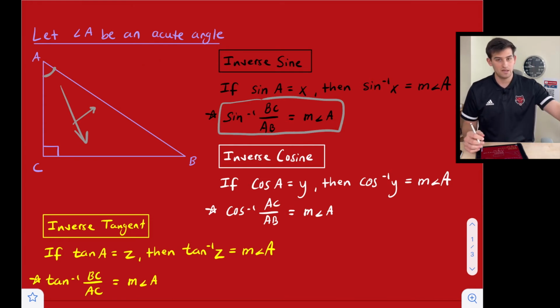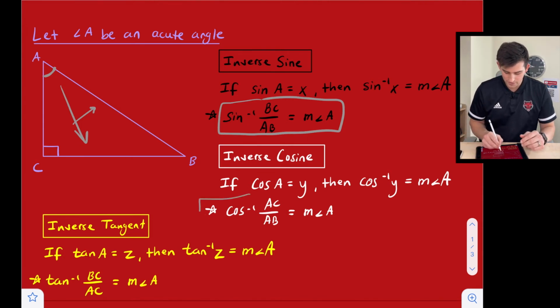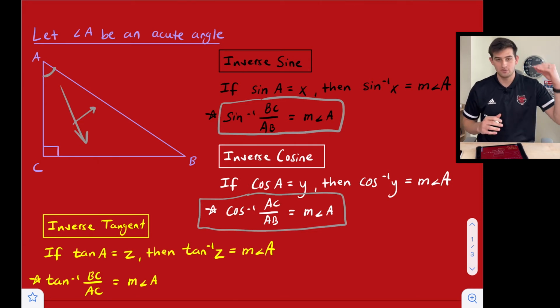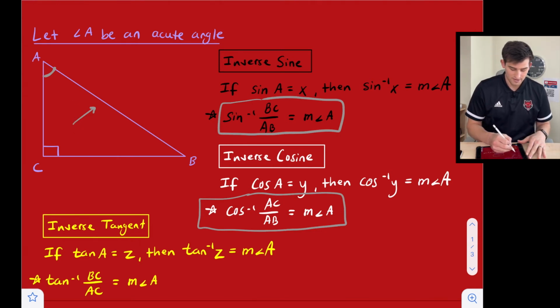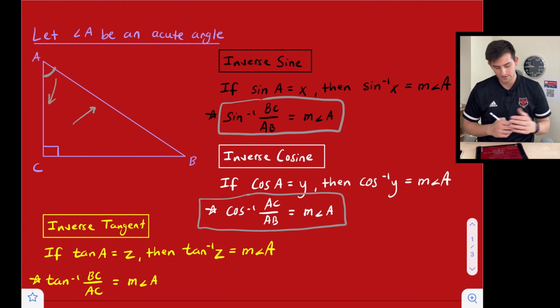Just like we did in that previous example where we found inverse cosine of 1/2, that's because 1 was the adjacent side to the angle and 2 was the hypotenuse. So for inverse cosine, we type in second cosine to get inverse cosine, and we would do the length of the adjacent side. Here with angle A, our adjacent side is side AC over our hypotenuse, which once again is AB. And that would give us the measure of angle A.